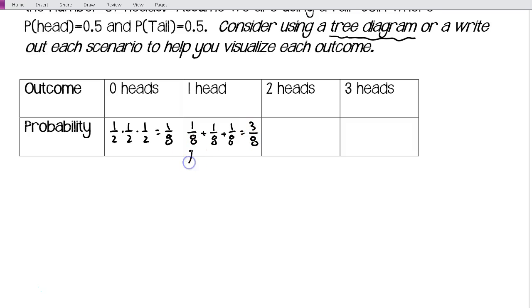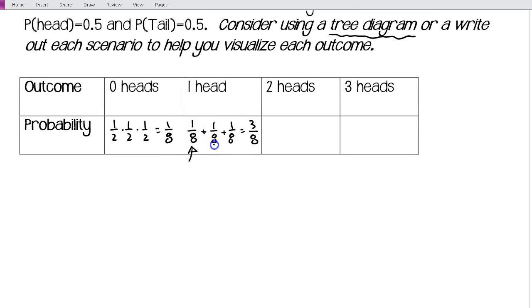Okay, and each of these 1/8 comes from the fact that if we got one head, we could get the head on the first one, or on the second one, or on the third one. So it would be heads, tails, tails, or tails, heads, tails, or tails, tails, heads. The probability of each of these would be 1/8, and then we would add all those together.